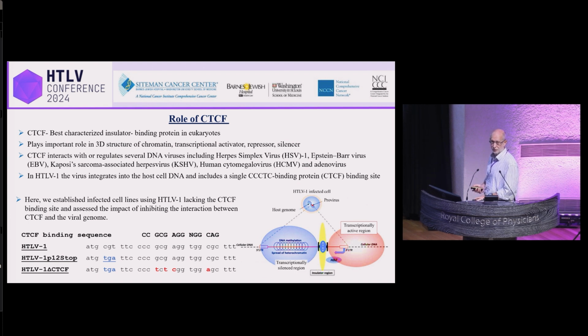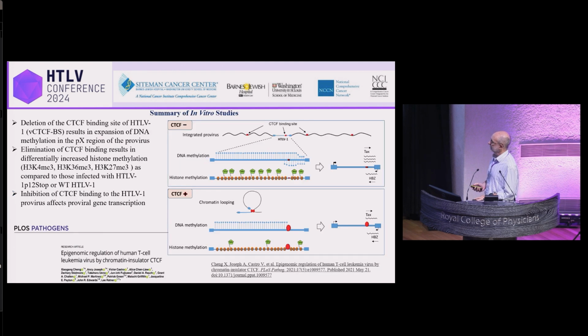And in fact, the STLV1 P12 is truncated at a similar position. To make a comparable control wild-type clone, we made another P12 stop clone that still had the CTCF binding site, but had the stop codon for P12. So in our previous work published in PLoS Pathogens, we deleted the CTCF binding site and found that this resulted in an expansion of DNA methylation into the PX region, as well as differentially increased trimethylation of H3K4, K36, and K27, actually throughout the provirus.